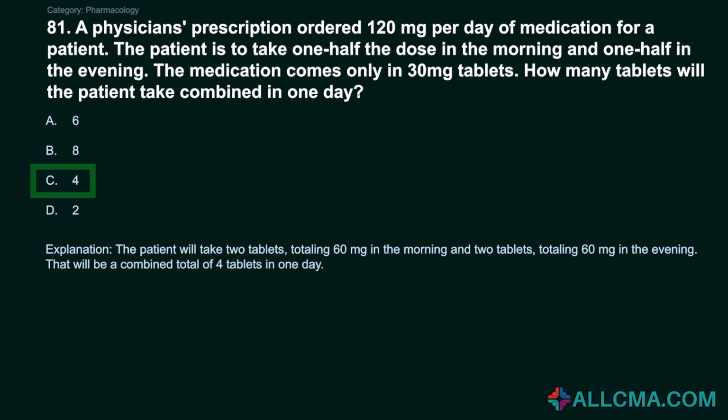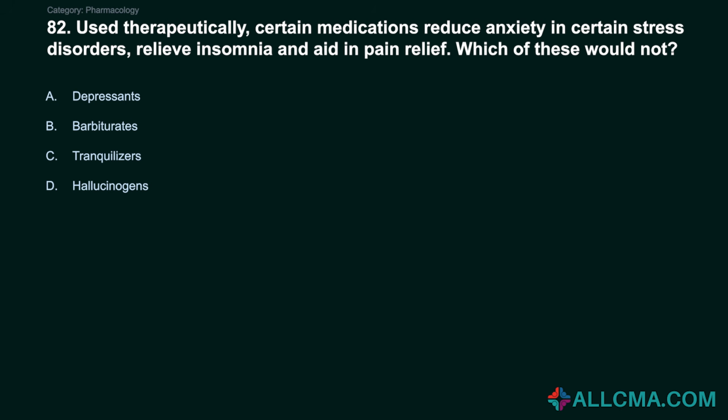4. The patient will take 2 tablets, totaling 60 mg in the morning and 2 tablets, totaling 60 mg in the evening. That will be a combined total of 4 tablets in one day.